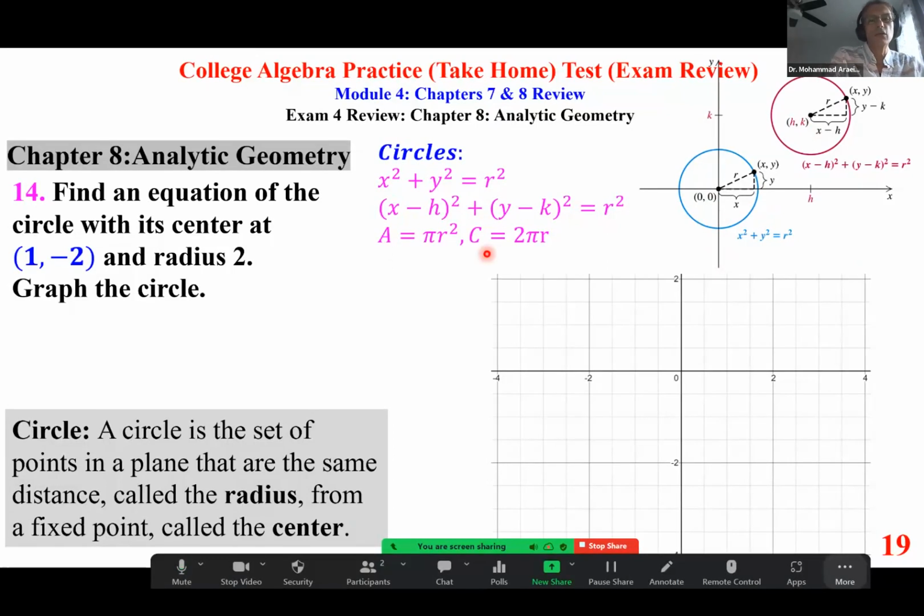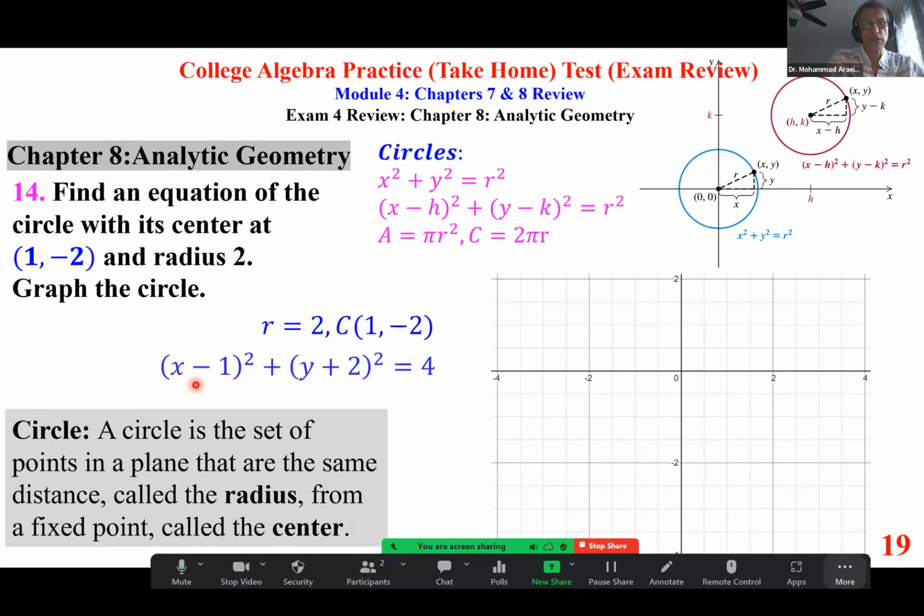So to find the equation according to this, we get (x minus 1) quantity squared plus (y minus -2), which makes it plus 2, quantity squared, equals 2 squared, or 4. So the radius is 2, the center is at (1, -2), and here's the equation of the circle.